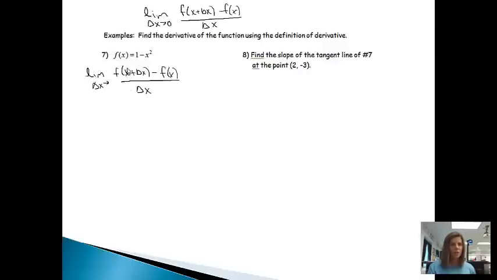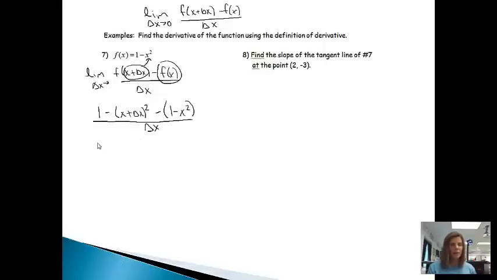Again, if you remember, we're going to look down here. We're going to plug this x plus delta x in for that x. So we're going to have 1 minus x plus delta x quantity squared. That takes care of this part of it. And then minus f of x. Well, we know that f of x is equal to 1 minus x squared, and notice that I am putting it in parentheses. And it's all over delta x.